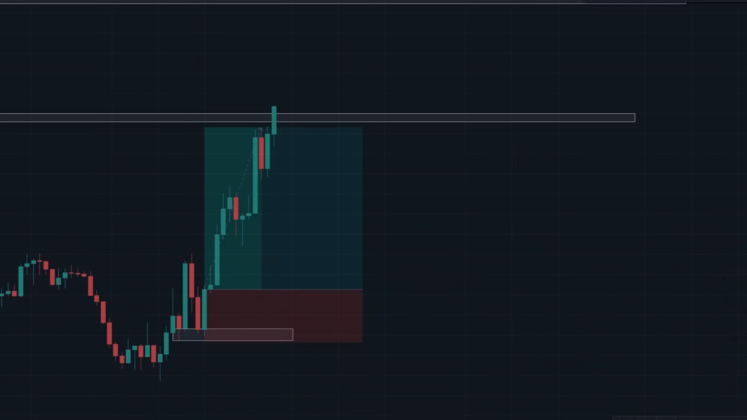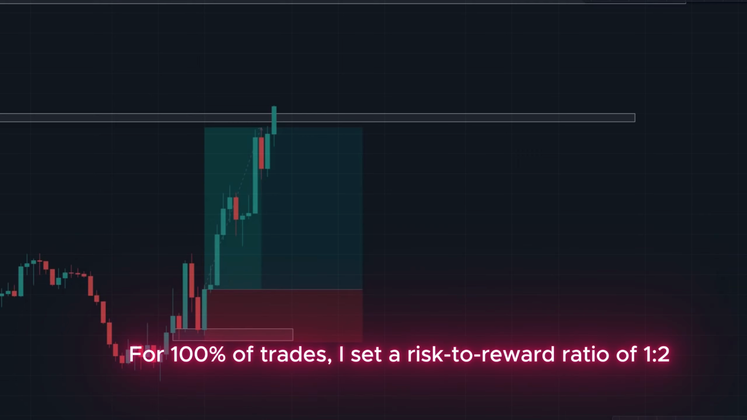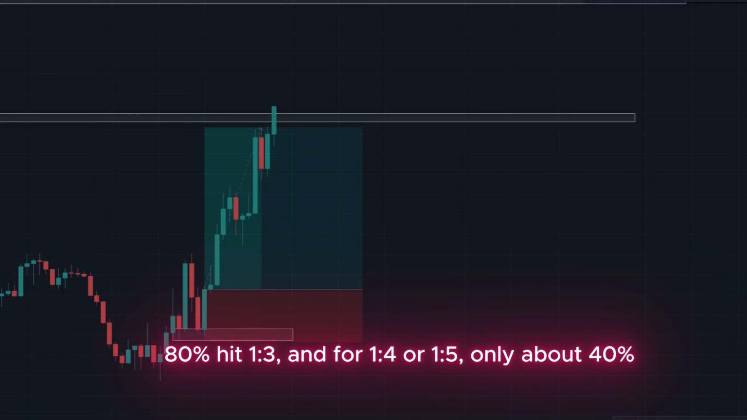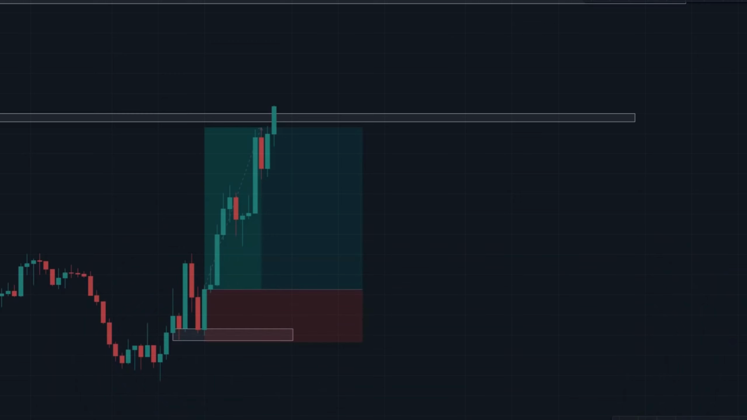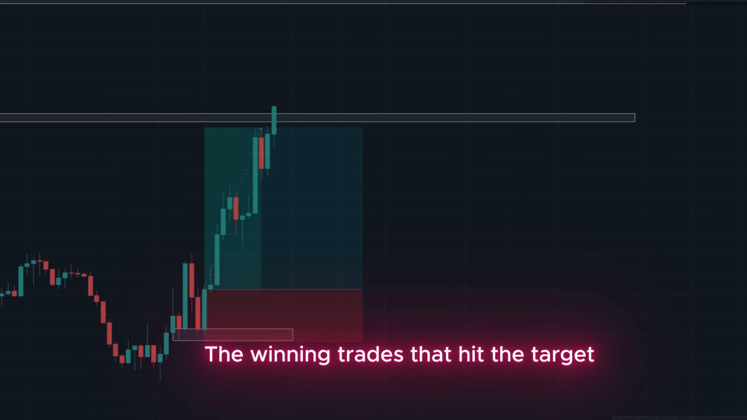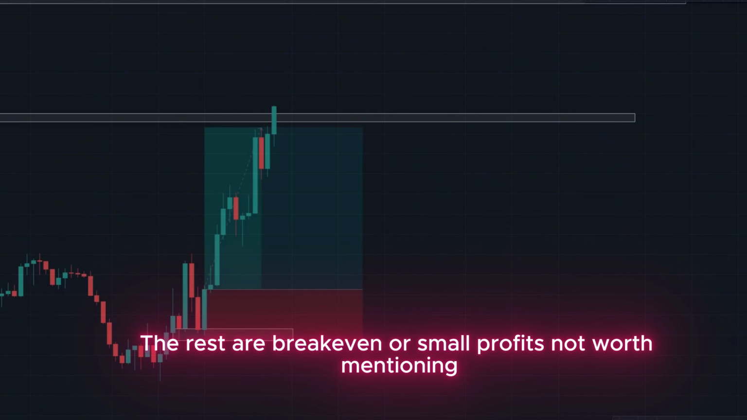With a 100% target hit rate for 100% of trades, I set a risk to reward ratio of 1 to 2, 80% hit 1 to 3, and for 1 to 4 or 1 to 5, only about 40%. The winning trades that hit the target are only about 50 to 60%. The rest are break-even or small profits not worth mentioning.